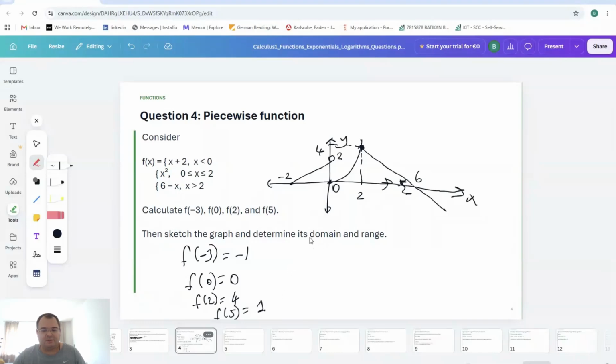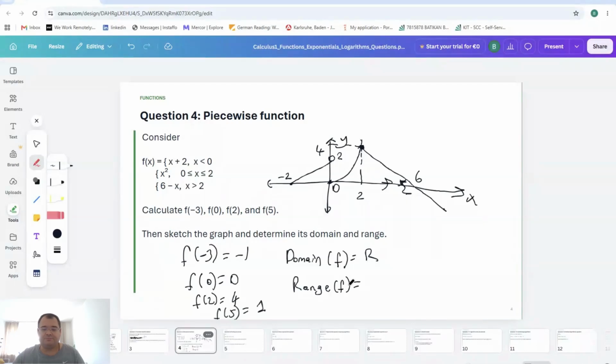Now domain and range. As you can see from the graph, there is no x value that we cannot use when we talk about the domain. There is no x value that we need to exclude from the domain. You can see from x smaller than 0, from 0 to 2, and from x values greater than 2, we are able to use all the x values. That's why the domain of the function can be written as the set of all real numbers.